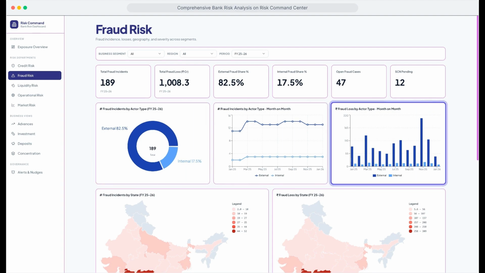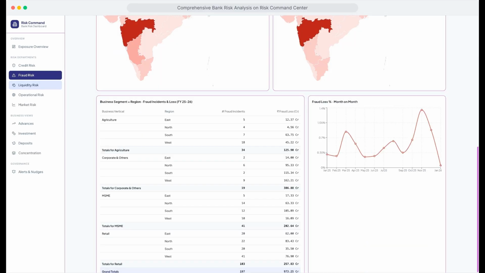The fraud loss by actor type chart shows the financial impact of fraud across months. This is important because the number of incidents alone does not always show severity. A small number of cases may still create large financial losses, so the dashboard helps leadership track both frequency and materiality. The state-level heat maps show where fraud incidents and fraud losses are concentrated.